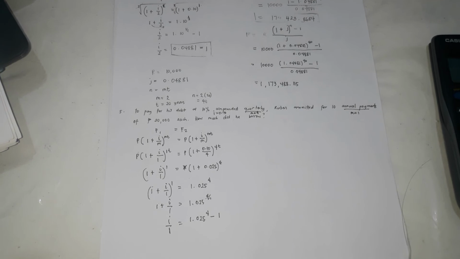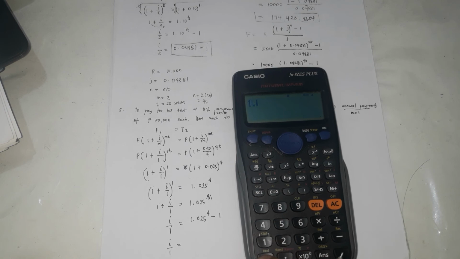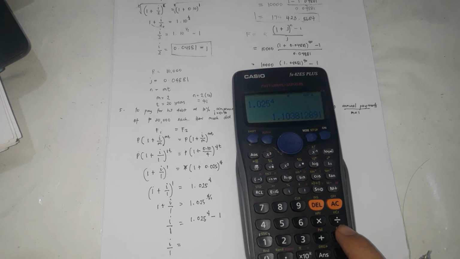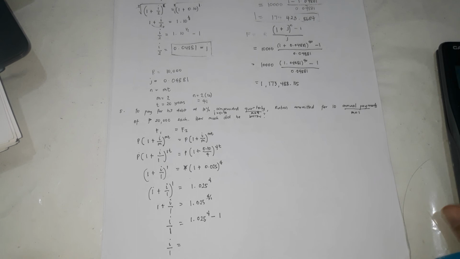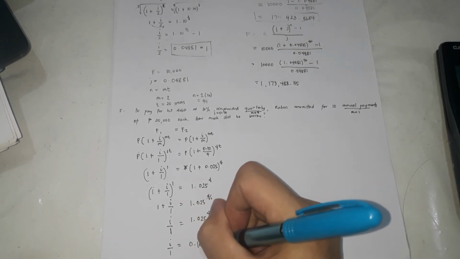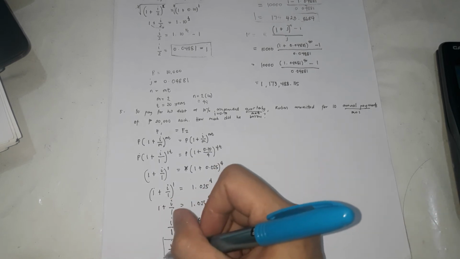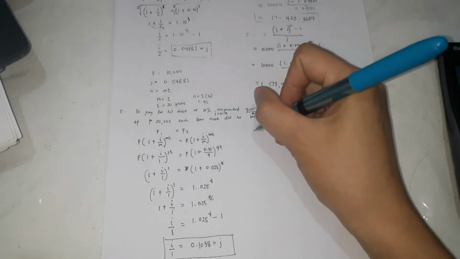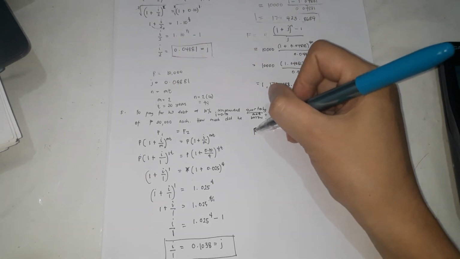So, what will happen next is i to the 1 is equal to 1.025 raised to the power of 4 minus 1 is 0.1038. 0.1038. So this is the j. So because this is the j, so we can solve for how much did they borrow. So we're looking for P. Yan siya ang present value.